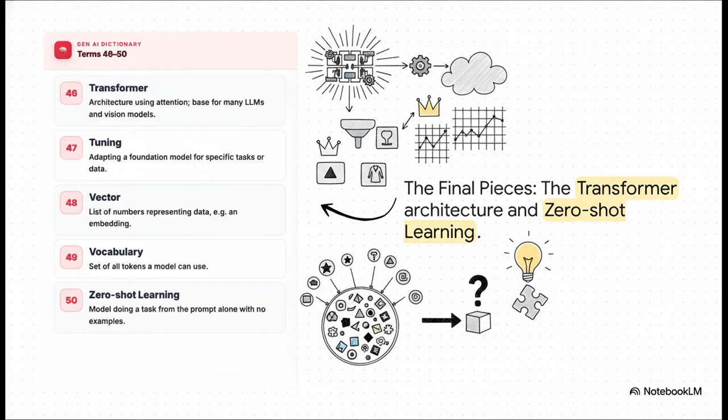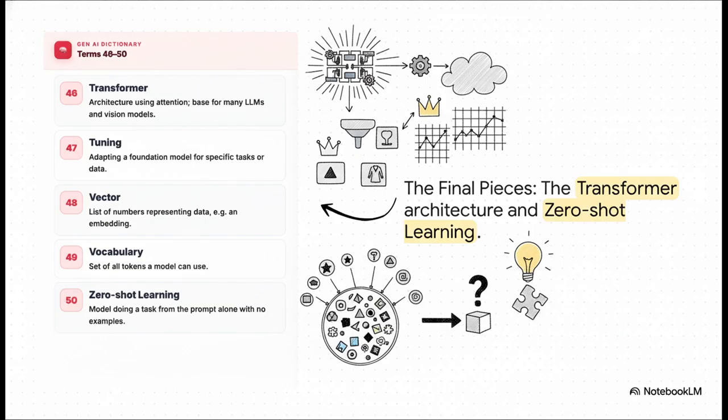First, the transformer. This is the revolutionary architecture that is the foundation for almost all modern LLMs. It is the engine that kicked off this whole Gen AI boom. Next, tuning. This is the process of adapting a big foundation model for a very specific task. This is how businesses take a generalist AI and turn it into a bespoke expert, giving them a real competitive edge. At a deep mathematical level, meaning is represented by a vector, which is really just a long list of numbers. The words king and queen, for example, have very similar vectors inside the model. The set of all the tokens a model knows, it's its vocabulary.